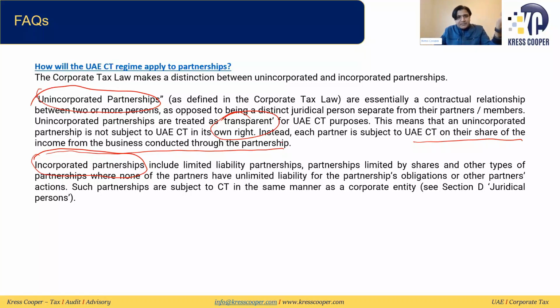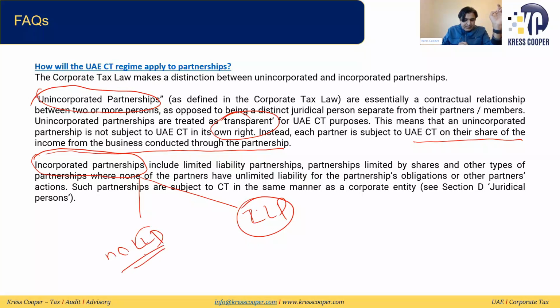through the partnership. In case of incorporated partnership, this is a little bit tricky, but I have interpreted and designed it in the form of a diagram. They said incorporated partnership includes limited liability partnership, partnership limited by shares, or other types of partnership. So basically, this incorporated partnership can be a limited liability partnership, LLP, or it can be non-LLP. If this is LLP, it needs to be treated like a juridical person, we already established. If this is non-LLP, this is obvious, it will be treated as unincorporated partnership.